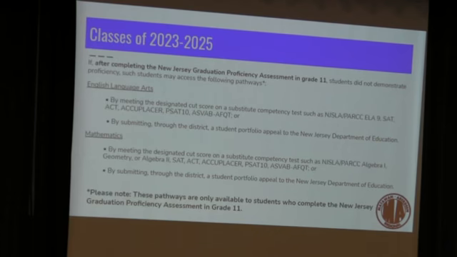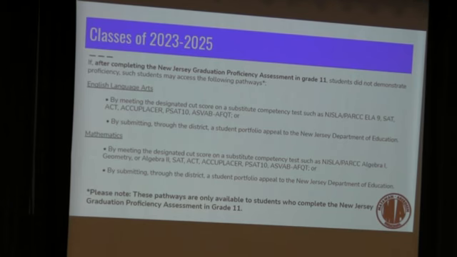And then there have been some changes they've updated for the classes of 2023 to 2025. This was approved in the fall. After completing the New Jersey Graduation Proficiency Assessment, which will be administered this year to all grade 11 students, this new assessment, and once again, that is called the New Jersey Graduation Proficiency Assessment for 11, in English language arts, they do meet that. So if they did not demonstrate proficiency on the graduation proficiency assessment, they also have multiple options. So ELA, you can see there, any of those assessments, mathematics, any of those substitute assessments.